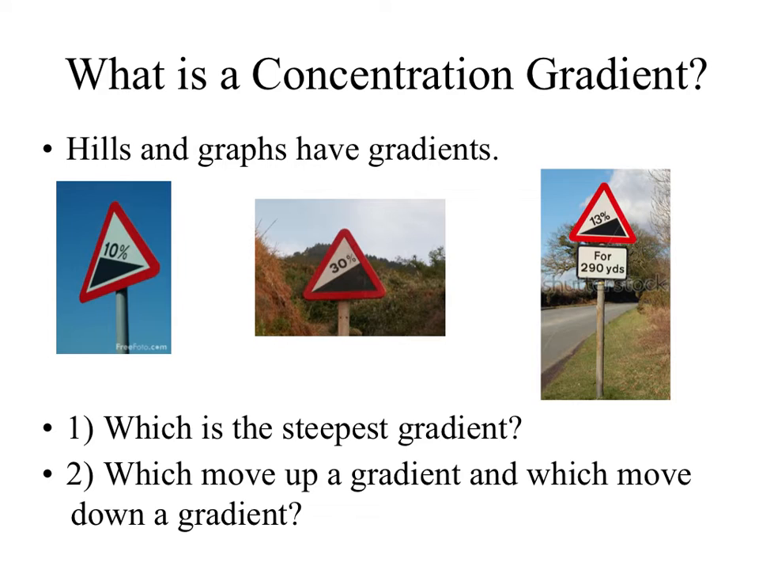Okay, so the steepest gradient is 30%. You should have worked that one out. Looking at the pictures then, 30 and 13 are moving up and 10 is moving down, just looking at which way the particles are going. We would say that it's easier to go down a 10% gradient than it would be to go up. So keep that in your head: it's easier to go down than it would be to go up.